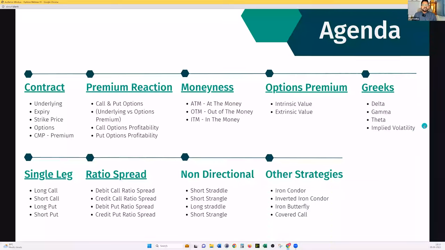So options is not for everyone. It is very difficult. But one thing for sure, if you understand the basic logics, then you can literally make big money out of it. Always try to learn and then implement.